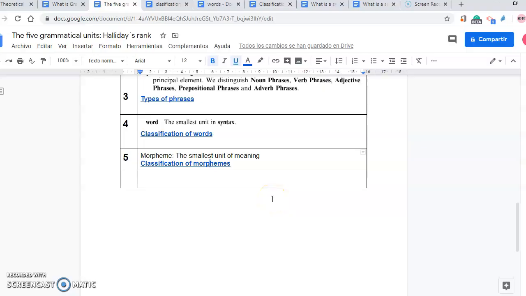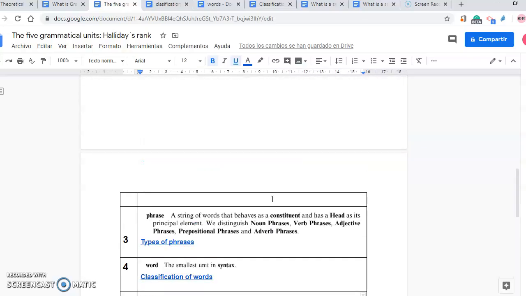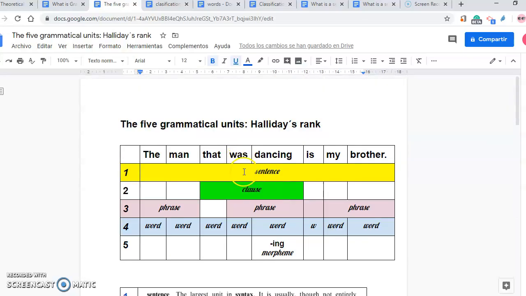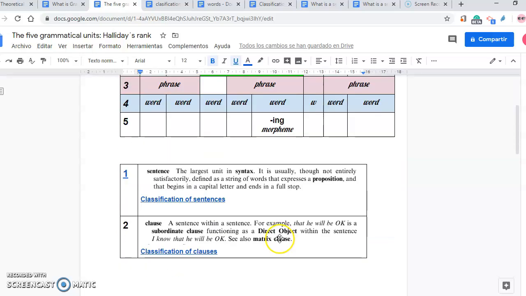So what we are going to do when we analyze sentences is precisely go into the classification of sentences, clauses, phrases, words, and I don't know if we are going to work much with morphemes, but these four layers of the rank are the ones we are mostly going to be working with. So what we are going to see now is syntax.